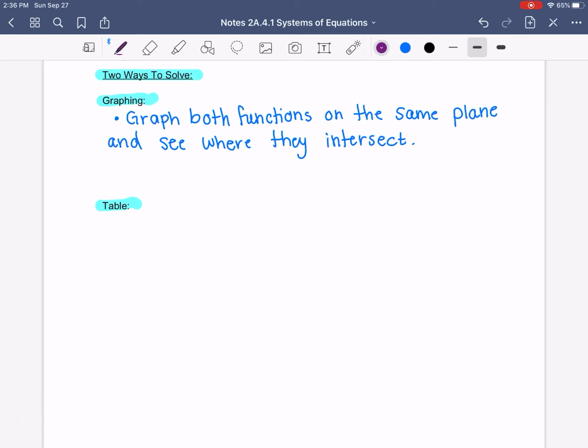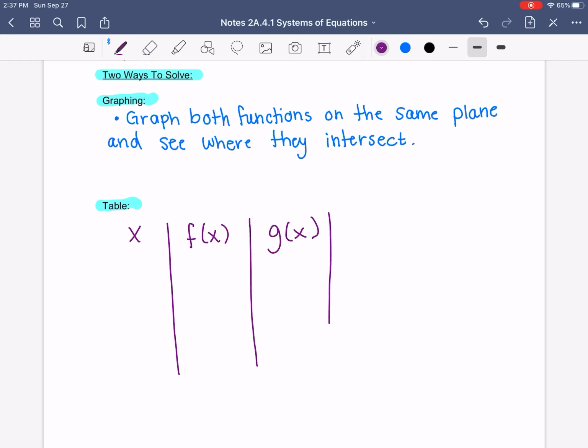The other way we're going to look at today is using a table. Okay, so the other way that you can solve them is using a table. So when you make tables, your book actually makes them horizontal. I like to make mine vertical. Okay, so this is what your table would look like.